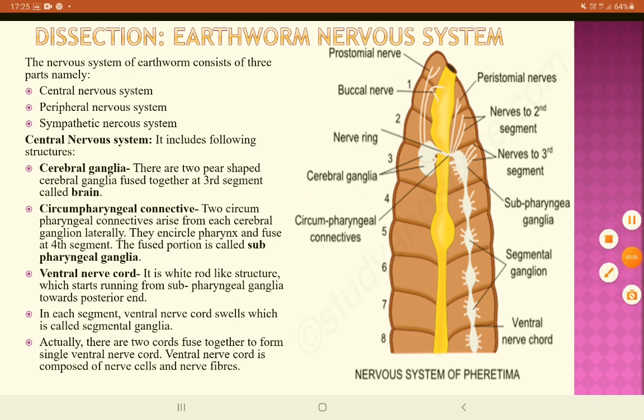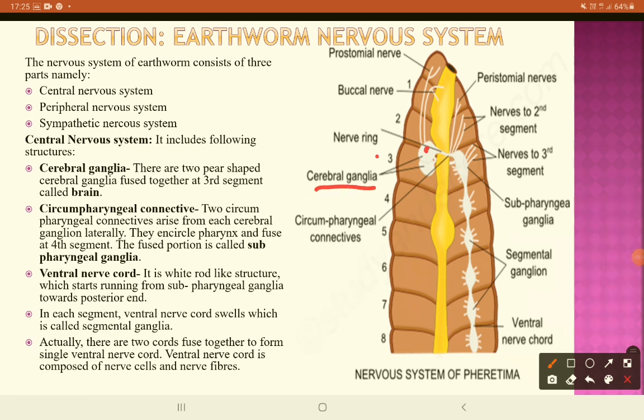So here you can see from the cerebral ganglia in the third segment, there are two ganglia on either side, and they give rise to this thin connective, and that is what is called the circumpharyngeal connective, and that fuses at the base forming the subpharyngeal ganglion. Thus a nerve collar is formed around the pharynx, which is called a nerve ring or brain ring.